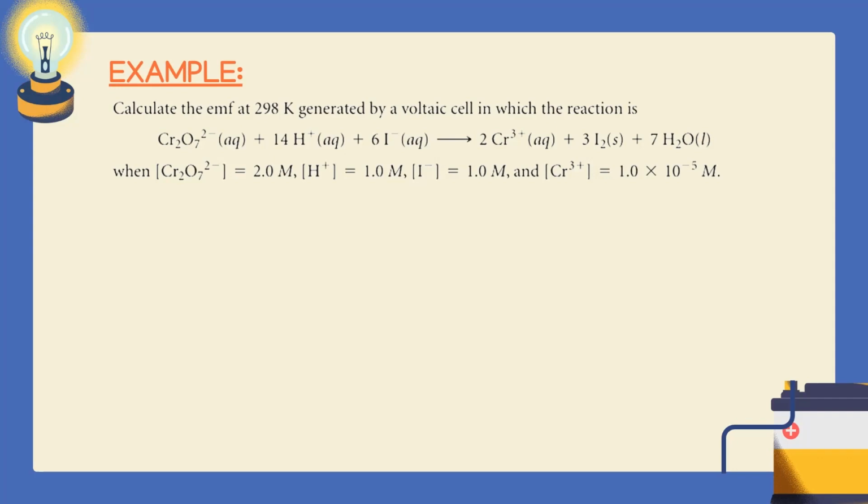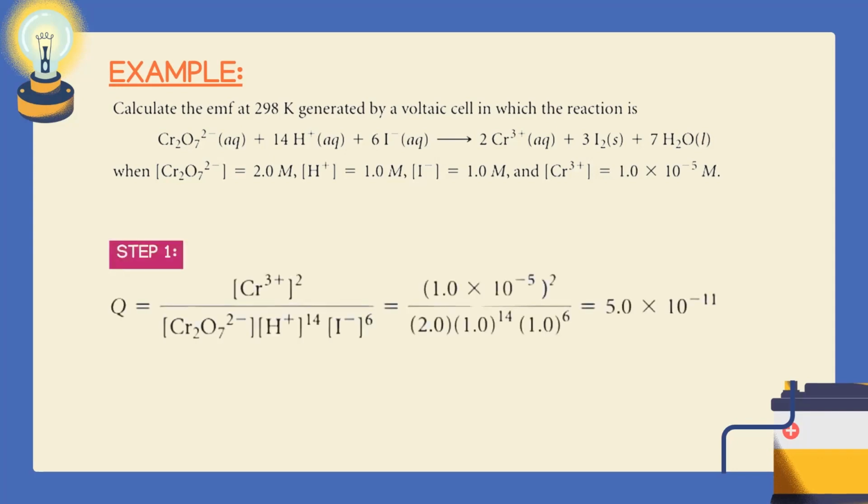And going back to the example, the first step is we get the expression for the reaction quotient, which is generally the molar concentrations of the products raised to their stoichiometric coefficients over the molar concentrations of the reactants raised to their coefficients as well. And from this, we get a reaction quotient of 5.0 times 10 raised to negative 11.